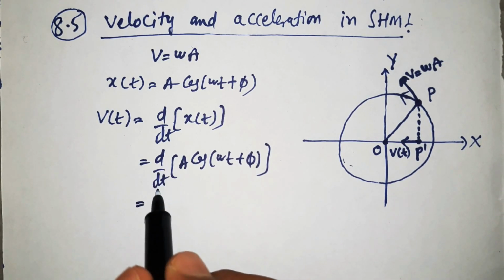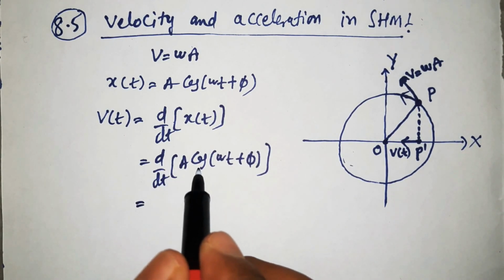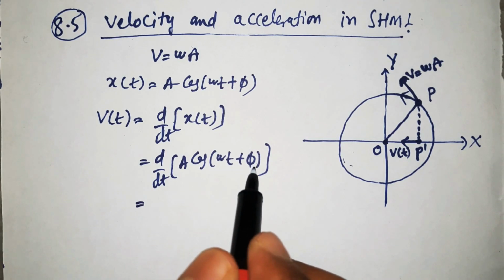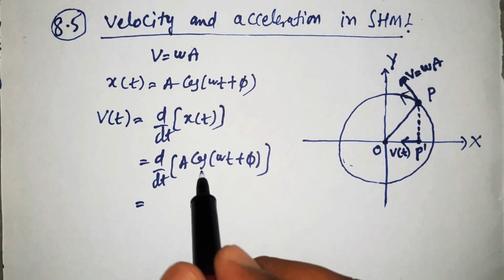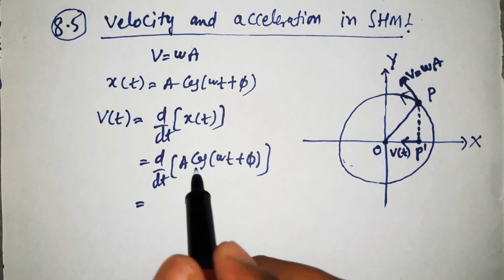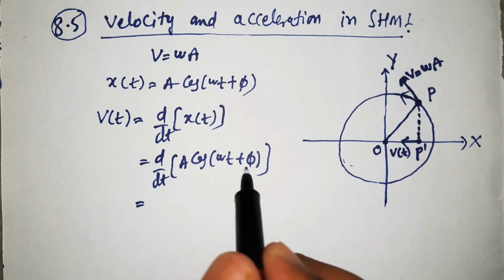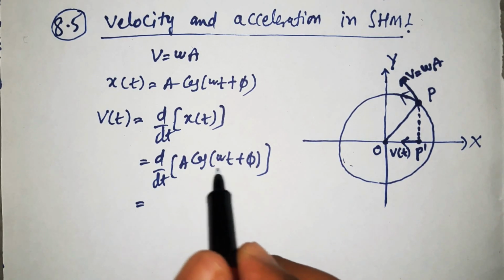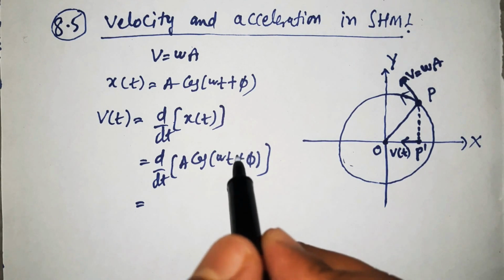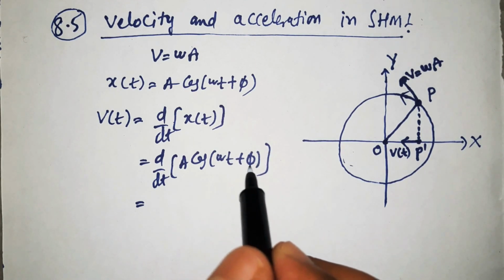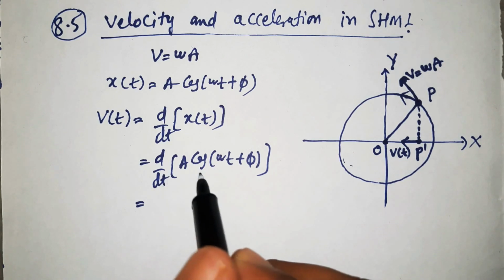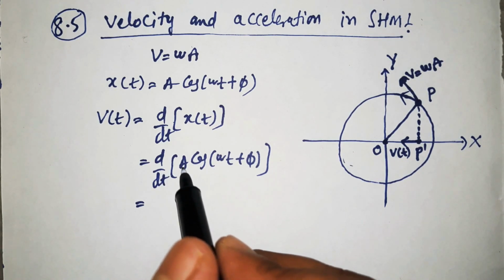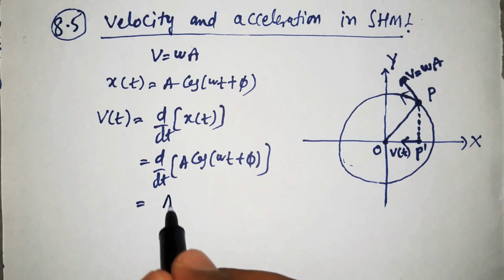Here, differentiation of a cos(ωt + π) with respect to time. It has two functions. Let us take ωt + π equal to θ. So it is a cos θ, and another function is ωt + π. So we have to differentiate two times. Here a is constant, let us take it outside.